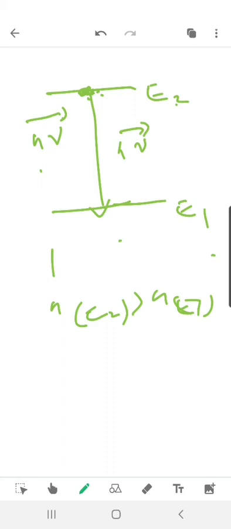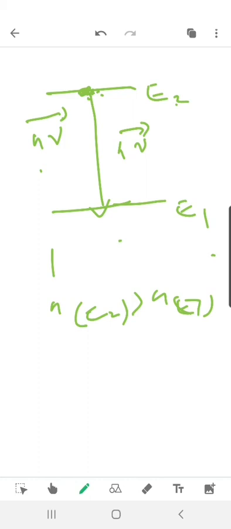Some of the electrons will come back to the E1 state due to spontaneous emission, and some of the electrons will be forced to come to the E1 state due to stimulated emission. So during the stimulated emission, there will be emission of light, and that light will be coherent and continuous, and this will be a visible light to us. Okay, so in this way our laser will work.